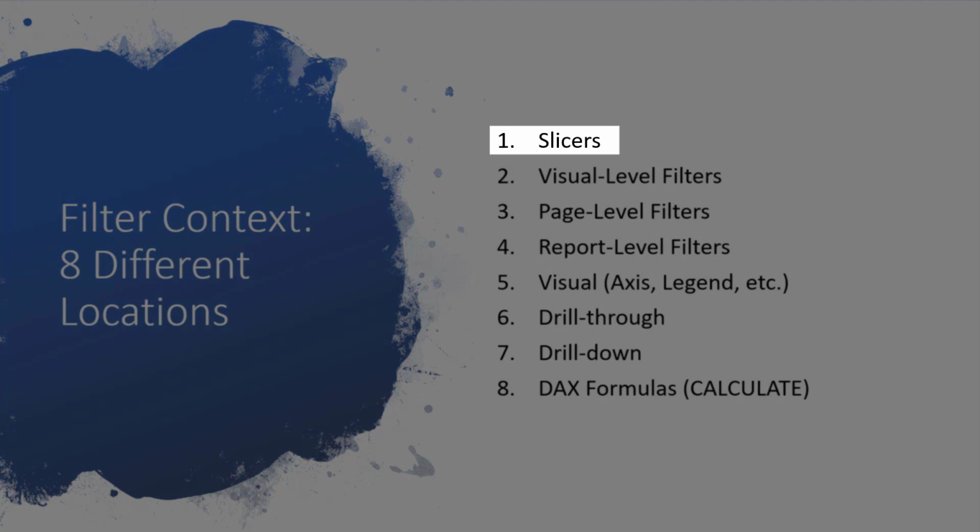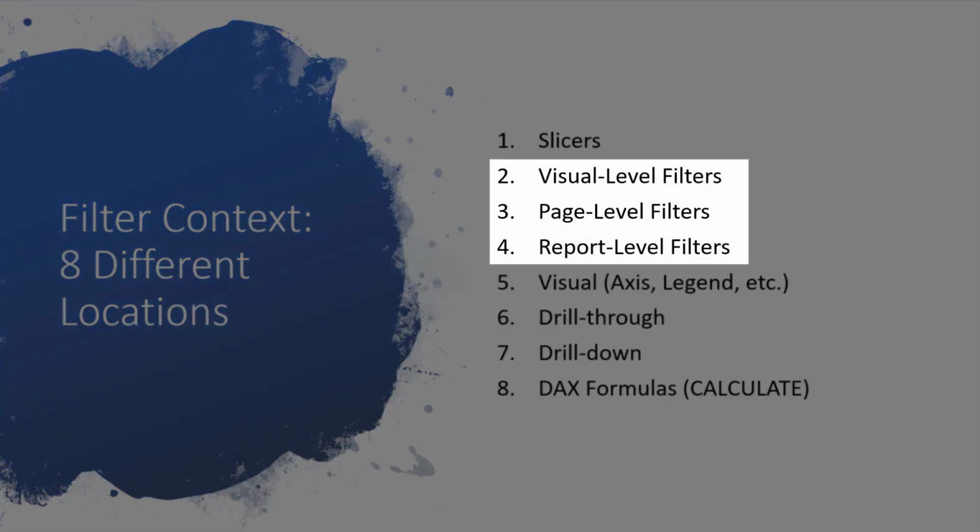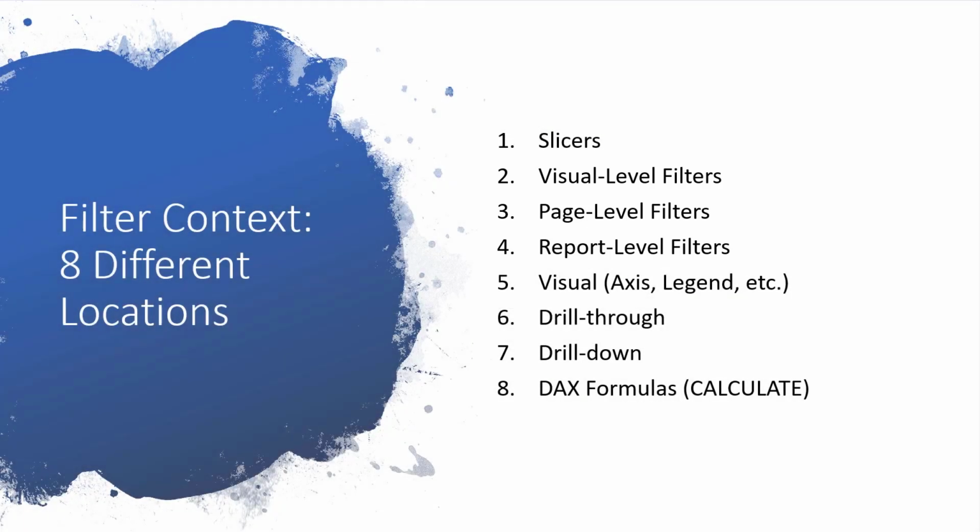Firstly, slicers affect your DAX measure calculation. This is fairly obvious because if you change a selection within a slicer, it's going to filter down your data and show a different value coming out of that measure. Similarly, if we apply visual level filters, page level filters, or report level filters over in the filters pane, that will affect your measure calculation as well. These first 4 are pretty self-explanatory. The next 4 are a little bit more hidden.